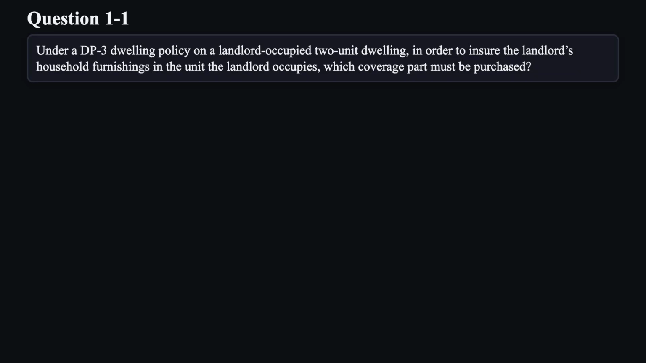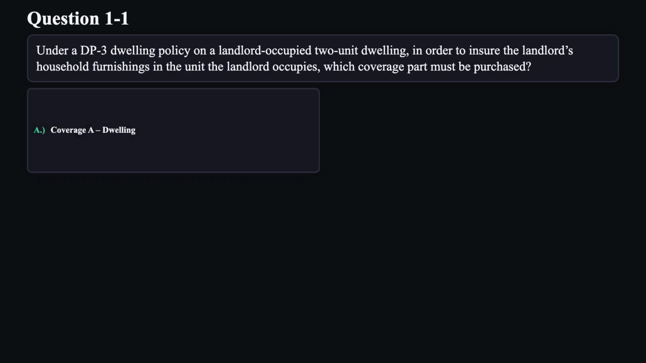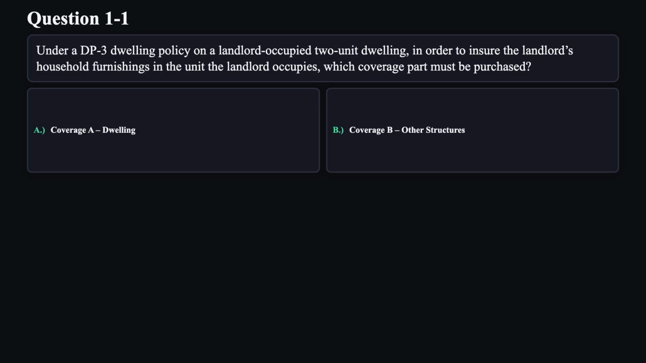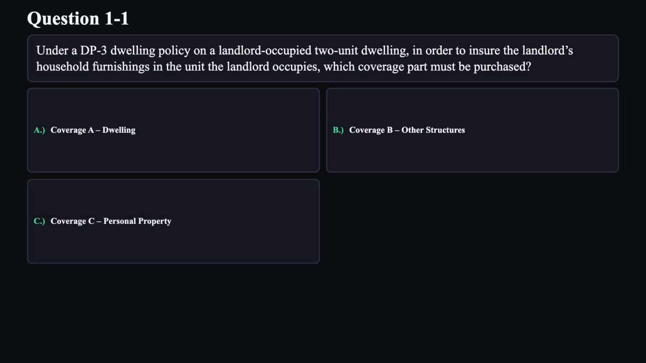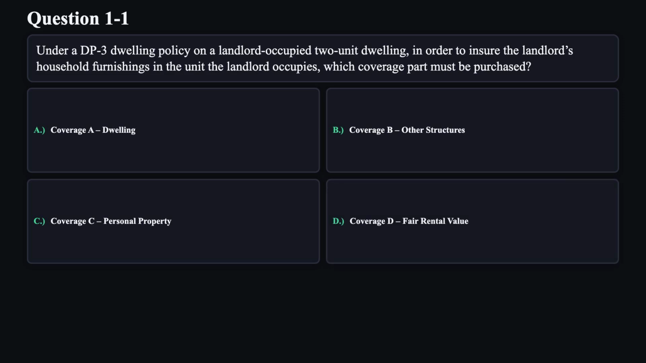Under a DP3 dwelling policy on a landlord-occupied 2-unit dwelling, in order to ensure the landlord's household furnishings in the unit the landlord occupies, which coverage part must be purchased? A. Coverage A, dwelling. B. Coverage B, other structures. C. Coverage C, personal property. D. Coverage D, fair rental value.